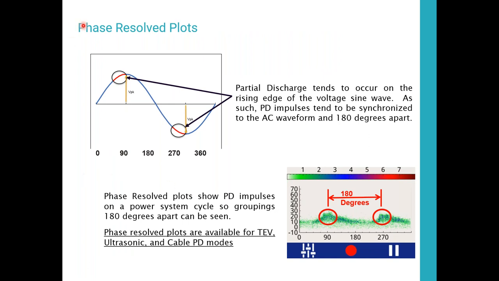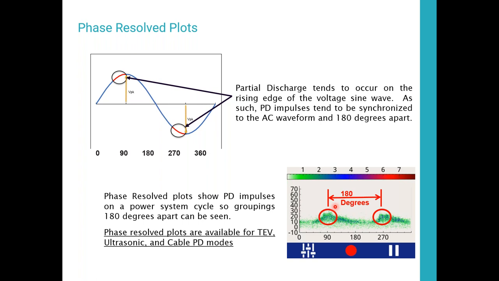And with the phase resolved plot, this is why it's happening. It's happening in this range here as we approach our peak voltage. And then the voltage drops, as I said, and it extinguishes. So really our time frame is a relatively narrow couple of milliseconds on each half cycle. But if we synchronize when these are happening to the frequency, we get clusters 180 degrees apart.